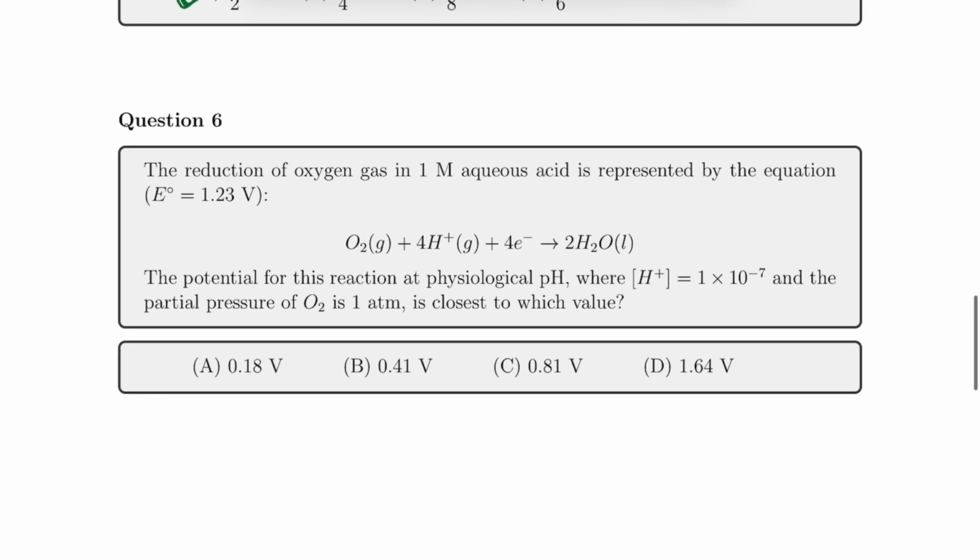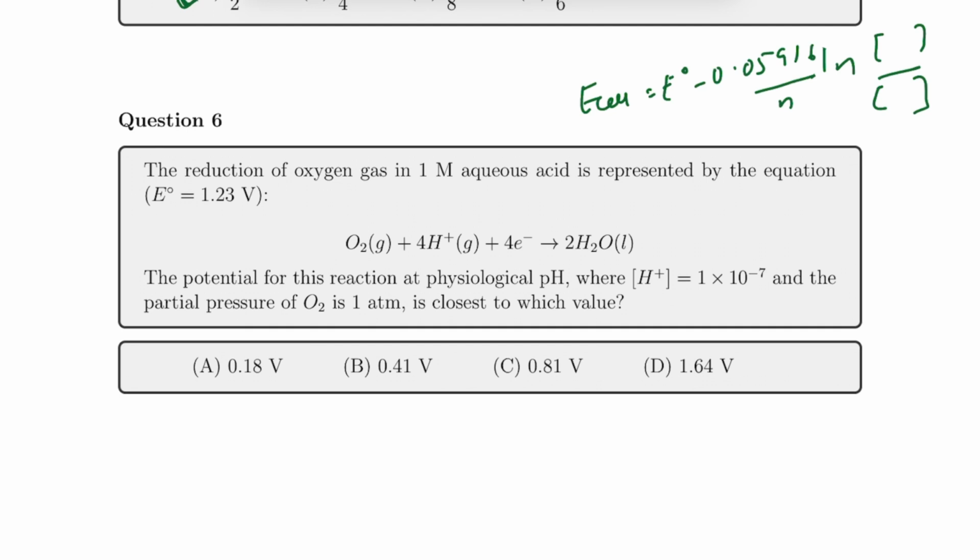Now question number 6 is from the Nernst equation. You just have to simply put in the Nernst equation: E cell is equal to E naught cell, right, minus 0.05916 by n, and then log of something by something, right, reactant by product. So over here the equation is absolutely given.